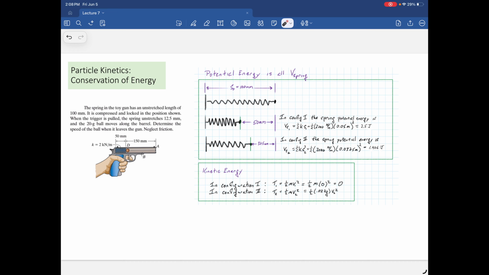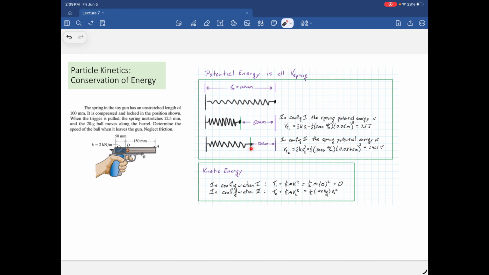So the initial energy in the spring is 1/2 k s squared, equals 1/2 times 2,000. The spring constant is 2 kilonewtons per meter, so 2,000 newtons per meter, times its compression, which is 50 millimeters, or 0.05 meters, squared, for total energy contained in the spring of 2.5 joules.